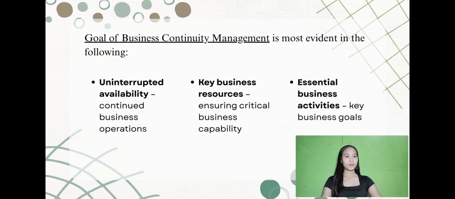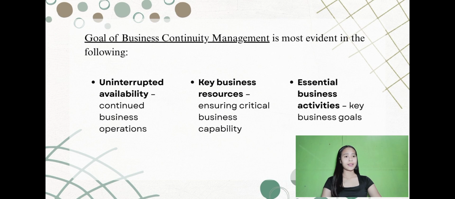Goal of business continuity management is most evident in the following. First is uninterrupted availability. Continued business operations. The goal is to prevent the business from stopping. So business continuity management creates backup plans, recovery procedures, and alternative working methods so that the business can continue operating with minimal downtime.